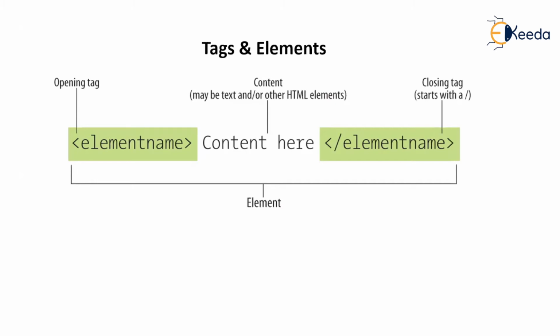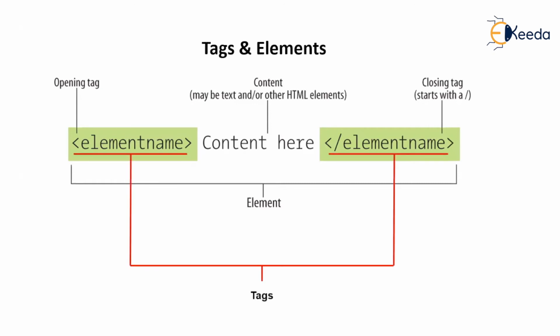And in between the opening tag and the closing tag, we write the content. It can be a text or any other HTML elements. And the whole thing which is written inside a document with the opening tag and the closing tag, this whole is called an element. I hope you got this.